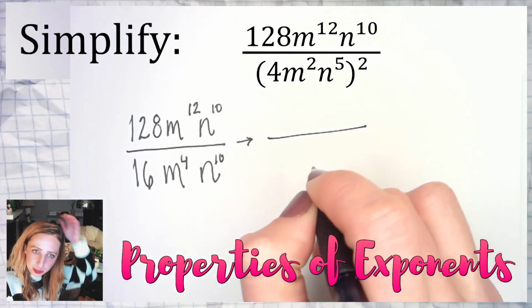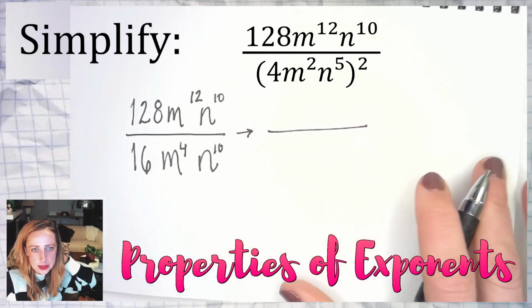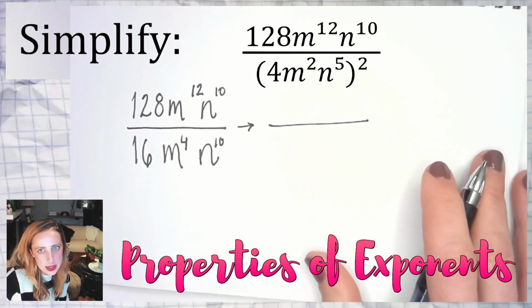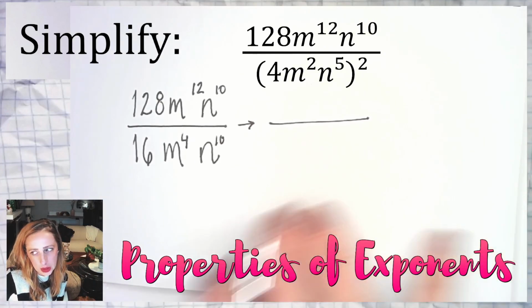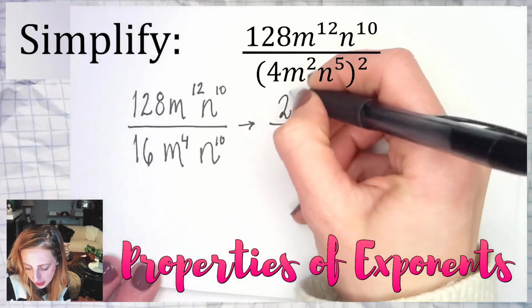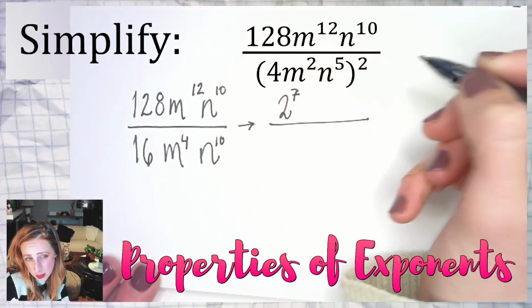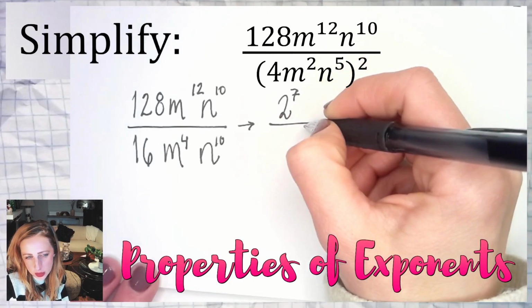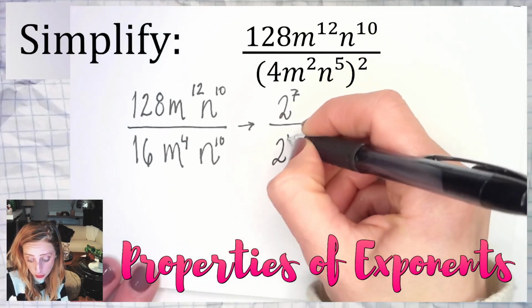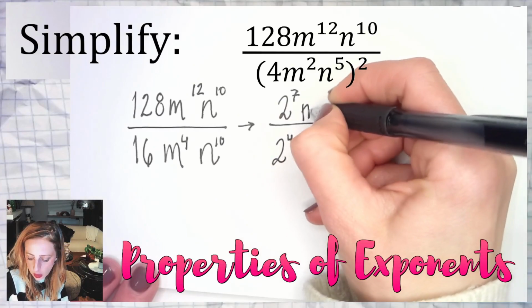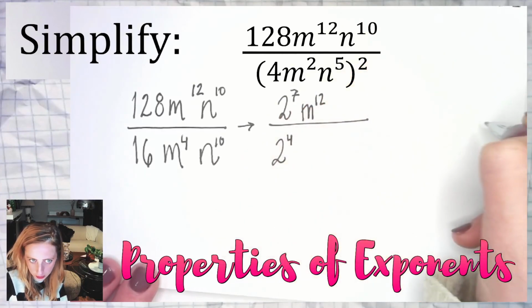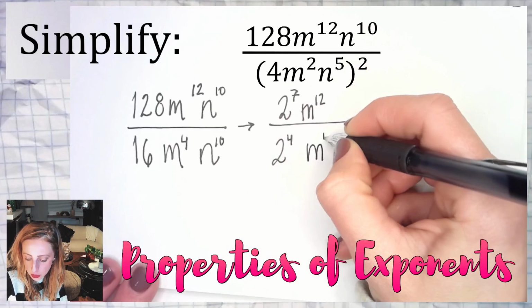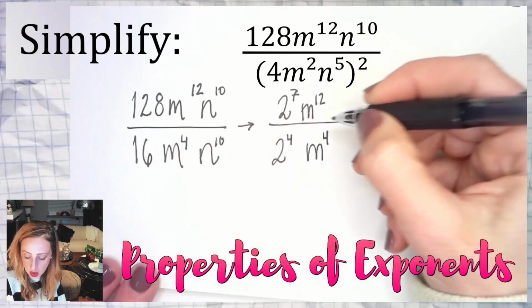Next thing, 128. Well, 128 is 2 to the 7th power. I know we did a lot of practice with that in class, so if you know that, it's going to actually be really helpful for you. M to the 12th on top, well, actually, let's do the 16. That's 2 to the 4th. M to the 12th on top means you have 12 m's, and m to the 4th on bottom means you have 4 m's all being multiplied.